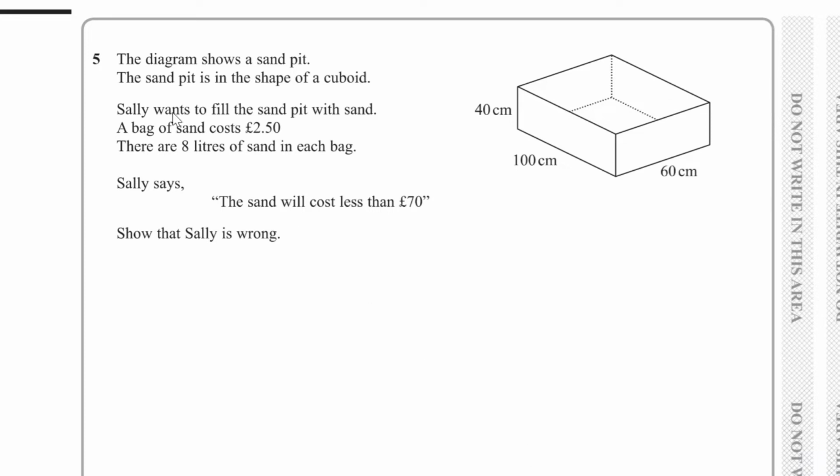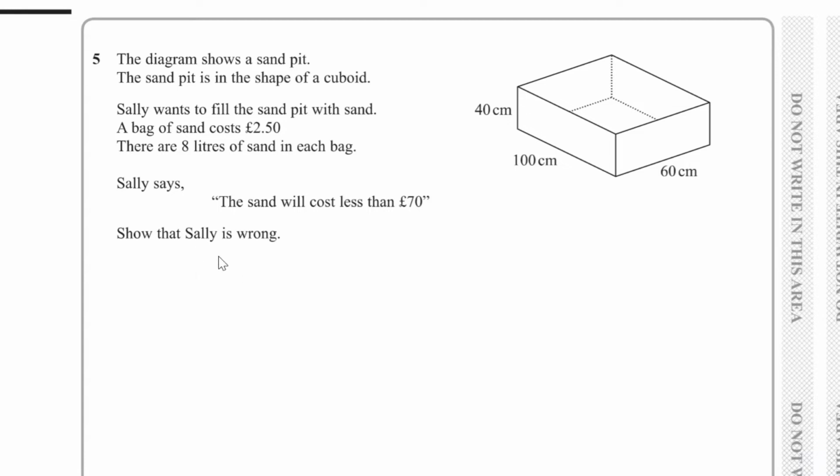Question number 5. The diagram shows a sandpit. That's what we see here. The sandpit is in the shape of a cuboid. Sally wants to fill the sandpit with sand. A bag of sand costs £2.50. There are 8 litres of sand in each bag. Sally says the sand will cost less than £70. Show that Sally is wrong.